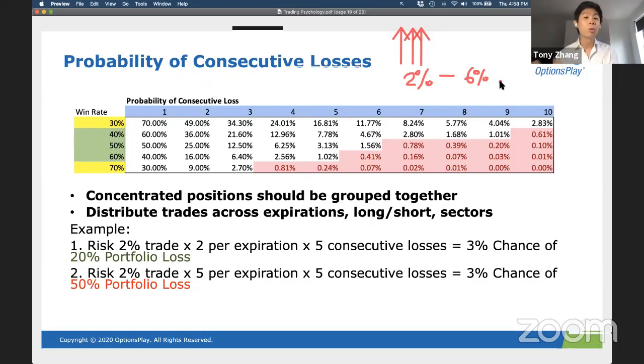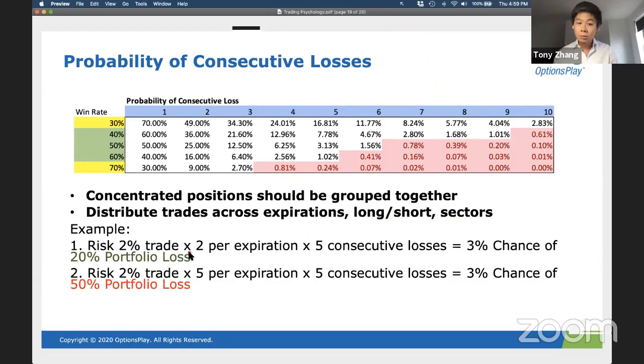Now, if those are the only 3 positions that you had on, that's okay. But keep in mind that if you have other positions on, now you have this one position there that's really risking 6%, because you have to distribute your trades across expirations, across long and short, and think about the sectors too, because sectors are fairly highly correlated these days. So if you have a lot of long, similar sector names all expiring on the same day, or all short in the same sector expiring on the same day, you have to group those together and think about your portfolio risk from that perspective.